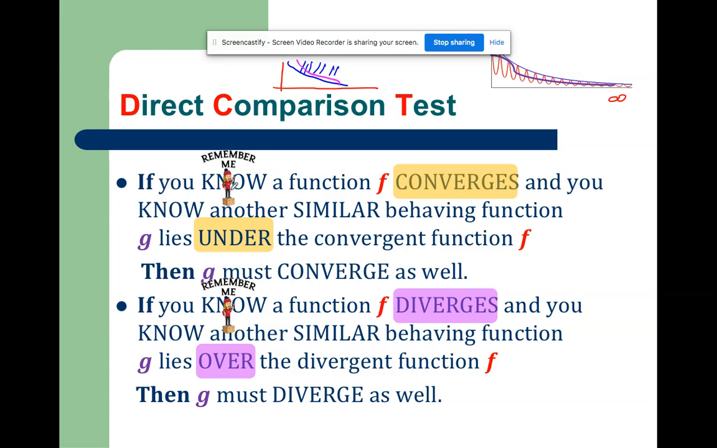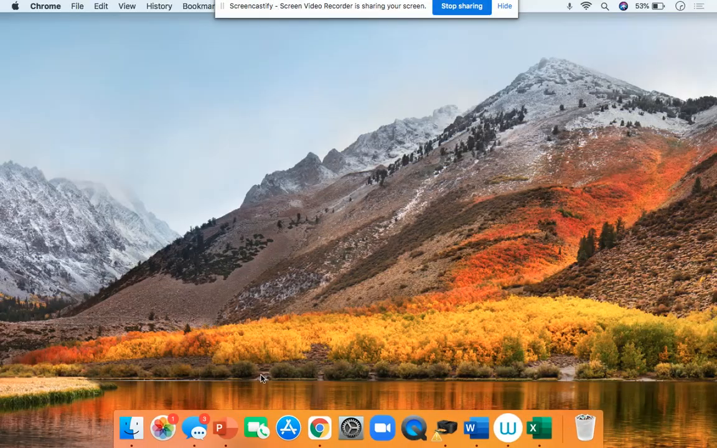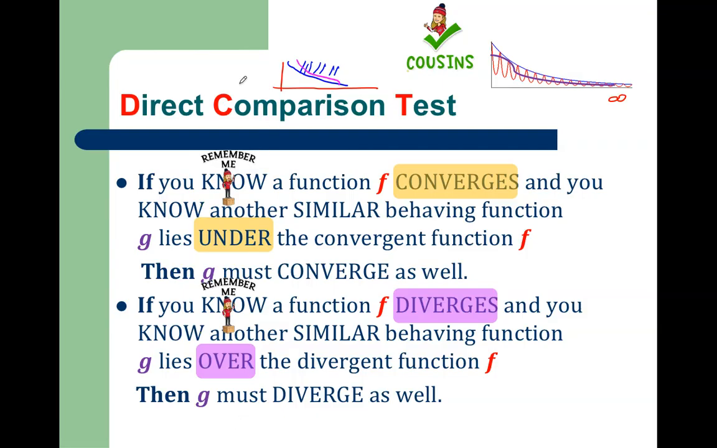You have to know some functions. I gave you that list though, 1, 2, and 3. 1 and 2, both p-series, one about going to infinity, one about going to the vertical asymptote, and then the third one was your e to the. Those are your 3 basics. Then all you have to verify is whether you have cousins, which means they behave similarly. And then you have to show that you know the position, under or over.